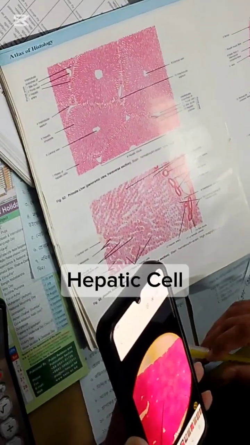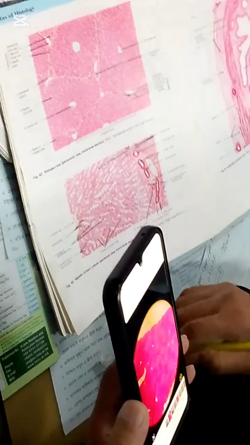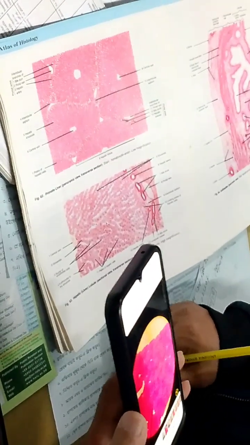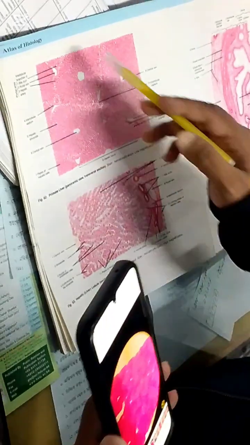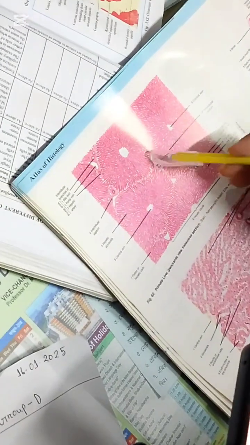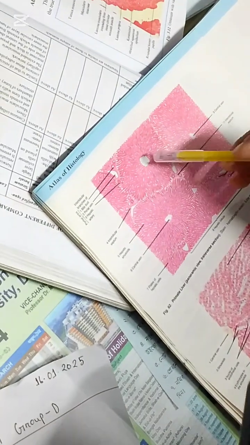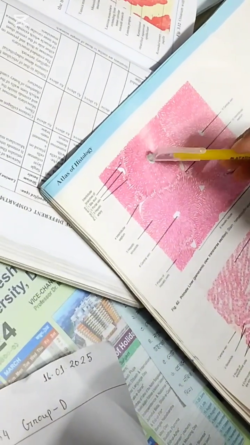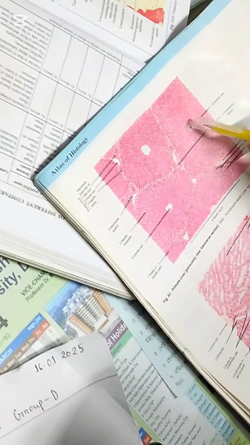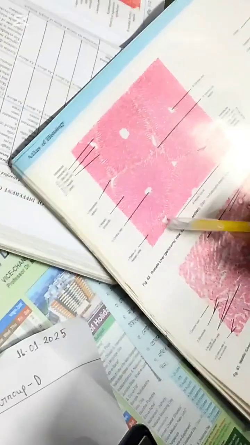We will see a slide, the hepatic cells. We know that there are various numbers of hepatic lobules present in the liver. These hepatic lobules are hexagonal in shape. In the central portion of the hepatic lobule, there is a central vein. These are central veins.